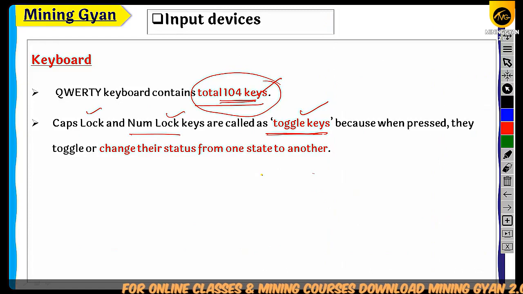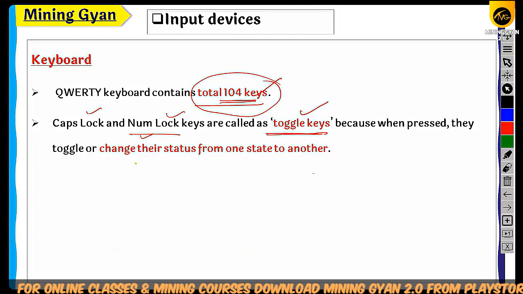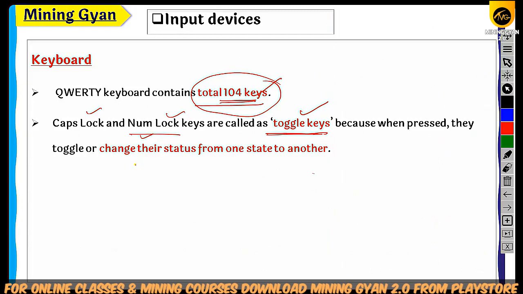Similarly, num lock will lock and unlock. So basically after pressing these keys, it toggles or changes the state. That's why these are called toggle keys.